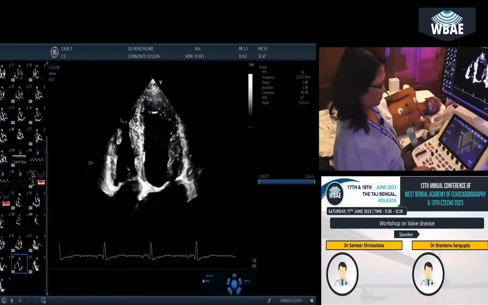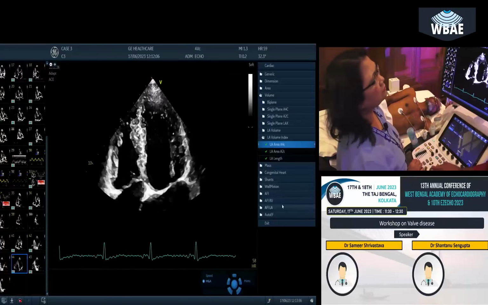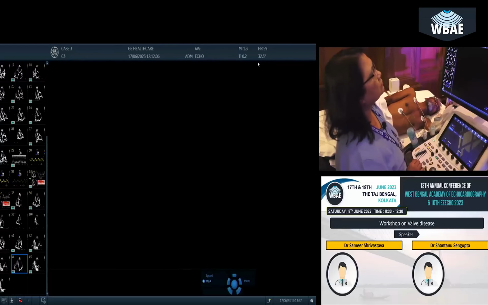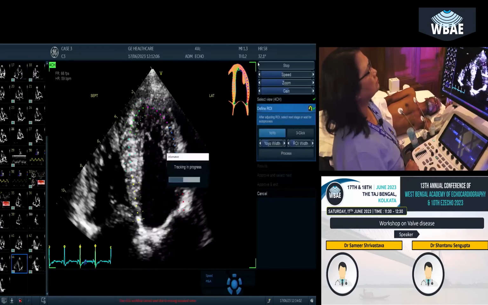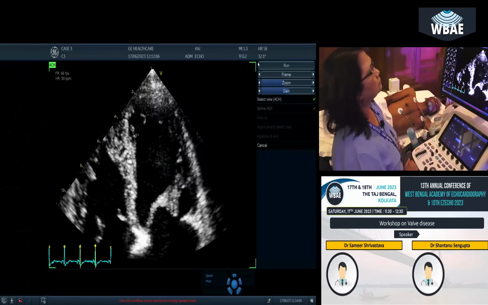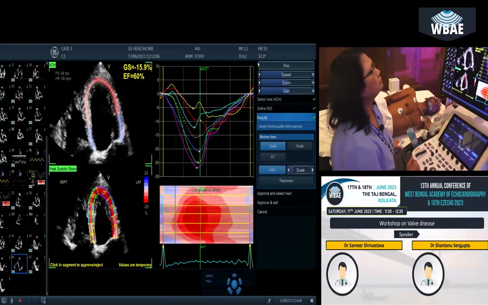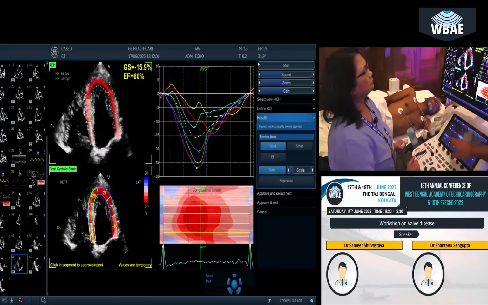So LV EF is nothing but end diastolic volume minus end systolic volume divided by end diastolic volume into 100. So there are automated softwares. You can also do it manually. Let's go to LV biplane.